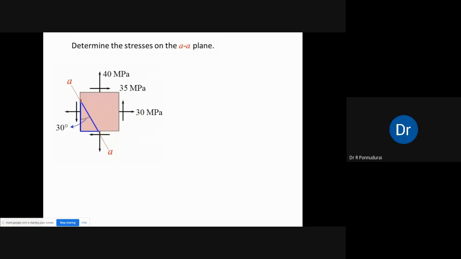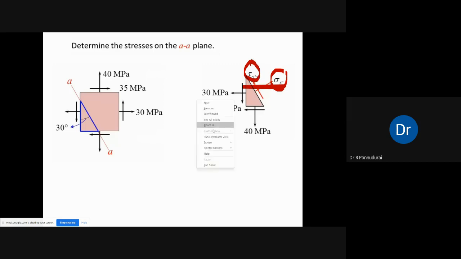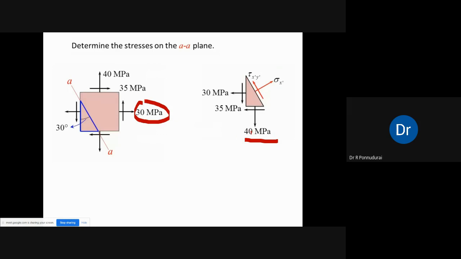So now we are interested in finding what type of stresses will be acting on this plane, the AA plane. So we can take out this triangle here, outside. This is what the stresses we are interested in: normal stress and shear stresses acting on this plane. You've been given sigma x is 30 MPa, sigma y is 40 MPa, and the shear stress is 35 MPa. So we are going to analyze only this triangular element.